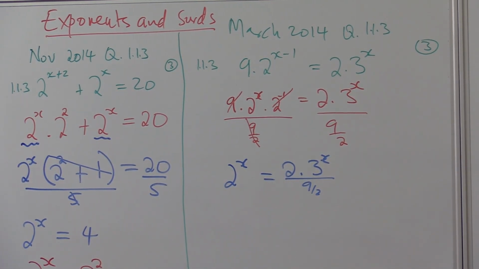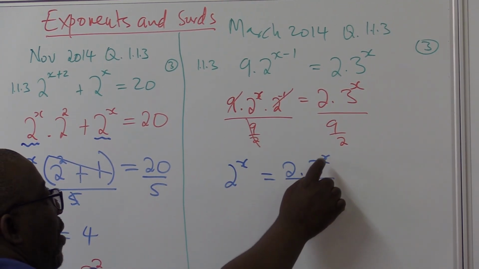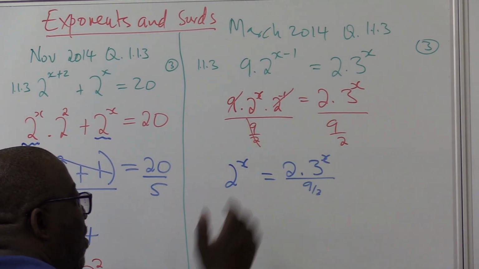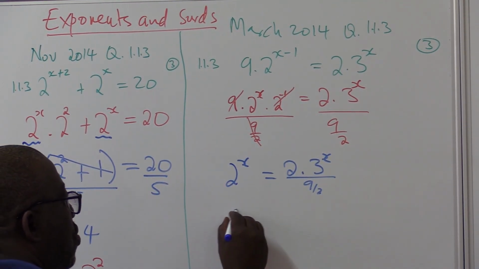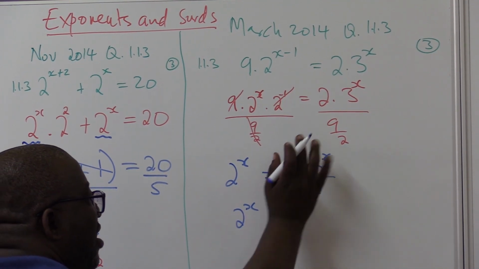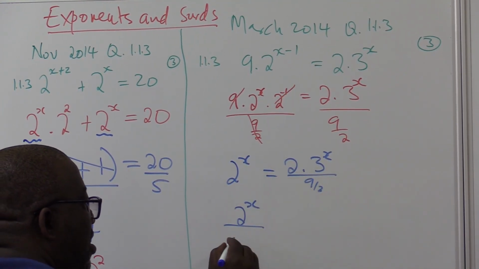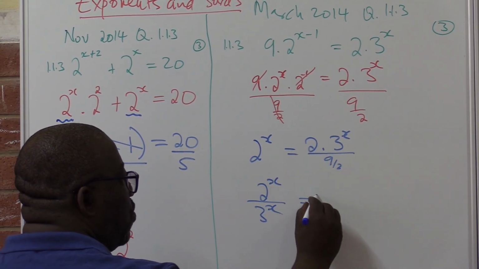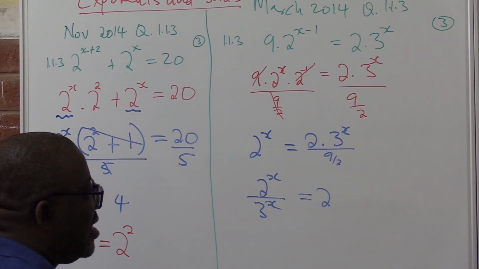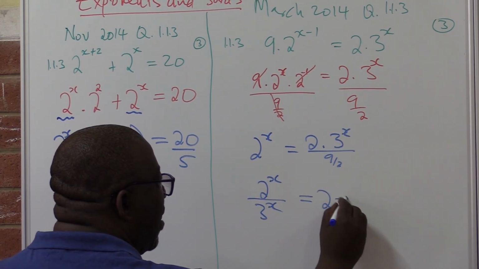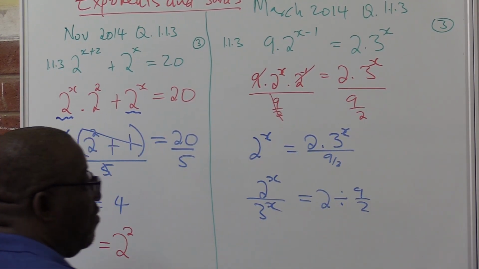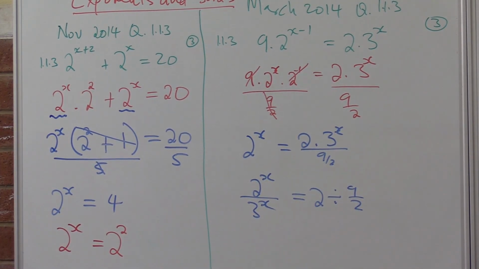Now I want us to take this a step further. I want us to divide both sides by 3 to the power x, because I want to bring this one to this side. If I divide this by 3 to the power x, I will be left with 2 to the power x divided by 3 to the power x equals this 2 times what? Divided by this 9 over 2. That's what I have. I'm just working it algebraically.